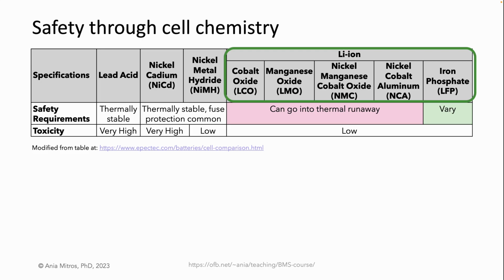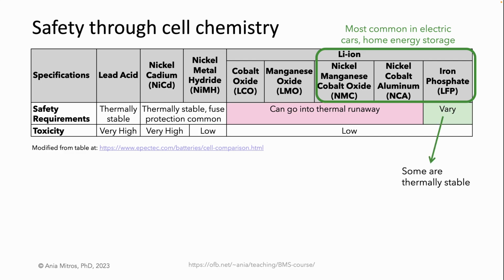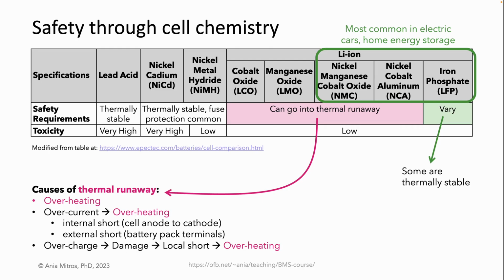Lithium-ion chemistries, on the other hand, can go into thermal runaway. For example, a localized short can cause localized heating, which heats up adjacent areas and damages them, resulting in more shorts and more heat, and the self-heating propagates, a positive feedback cycle possibly resulting in fire. The chemistries most commonly used in electric cars are in this category, and thus require careful management. Some lithium-ion chemistries are thermally stable, namely some lithium iron phosphate batteries. Many lithium-ion chemistries are not thermally stable and can go into thermal runaway.